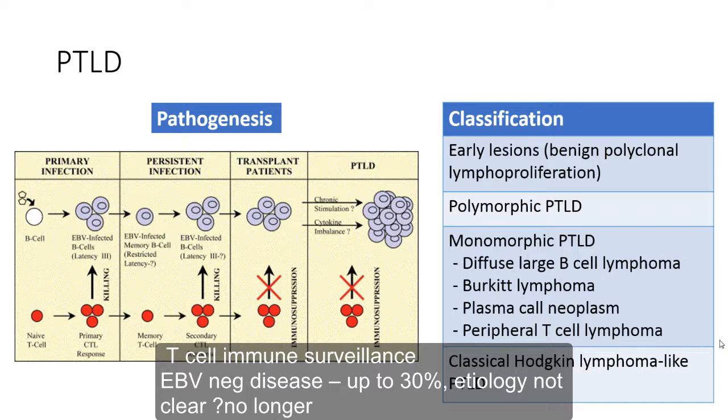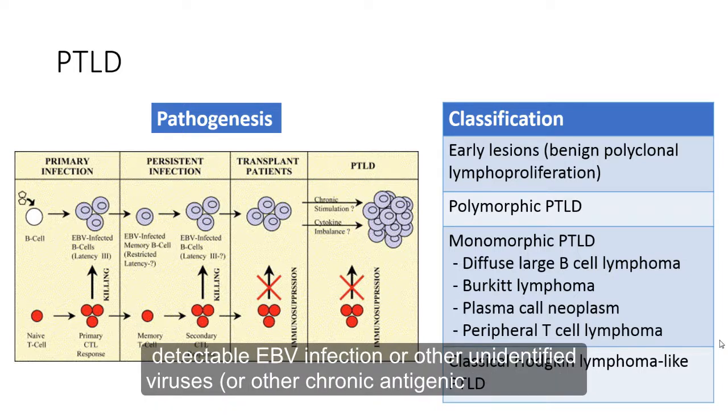Classification, so there's four main types. It's categorized into early lesions, polymorphic, monomorphic, and then your classic Hodgkin lymphoma-like PTLDs.